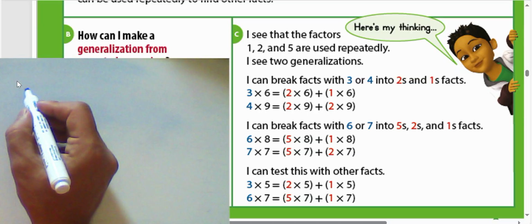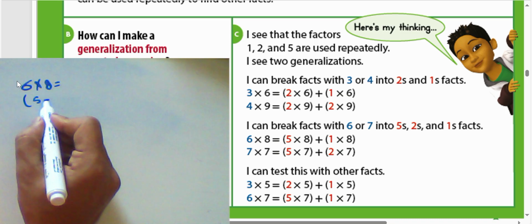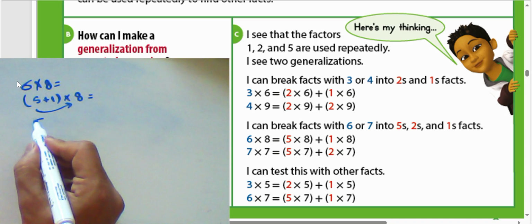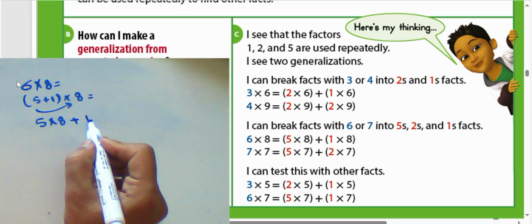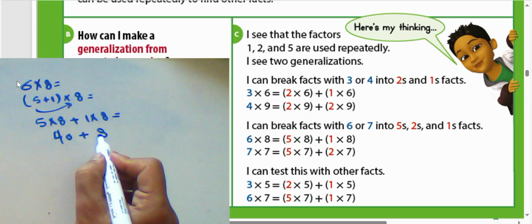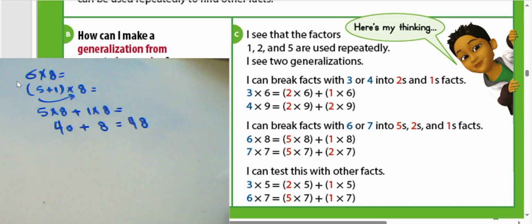And also 6 times 8. We can write 6 as 5 plus 1, multiplied by 8 using the distributive property. Write 5 times 8 plus 1 times 8. 5 times 8 equals 40 and 1 times 8 equals 8. Then the result will be 48. The total here will be 48.